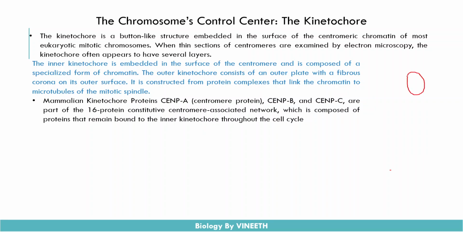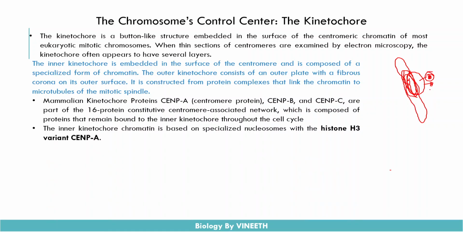Suppose you consider this as the kinetochore. This half part of the kinetochore is embedded into the centromere, and this centromere contains a specialized form of the chromatin, like this. And this other half consists of an outer plate with a fibrous corona, and also a lot of protein complexes which play a major role in linking the chromatin molecule with the microtubules or mitotic spindle. The major proteins found in these protein complexes of the outer kinetochore layer are the centromere proteins: centromere protein A, protein B, protein C. These are the major proteins, along with 16 other constitutive centromere associated network proteins.